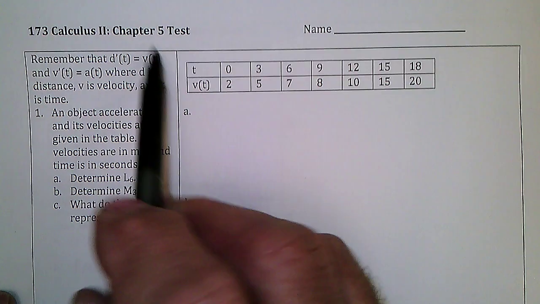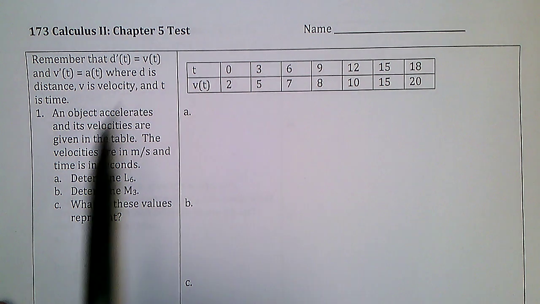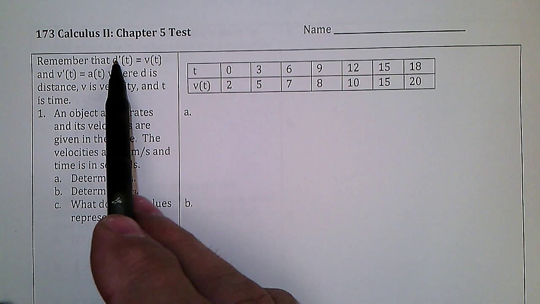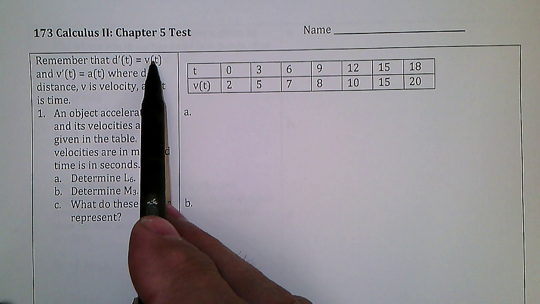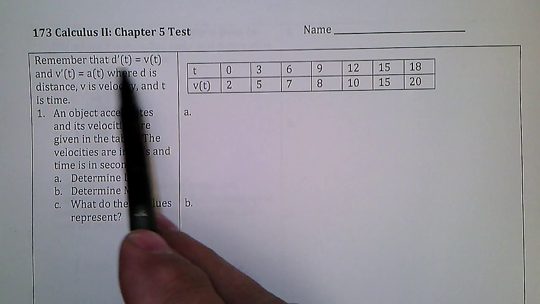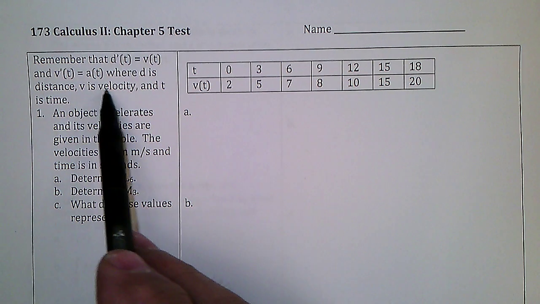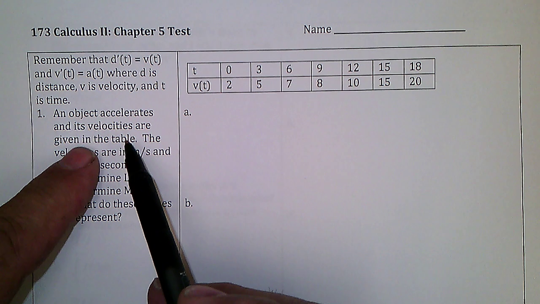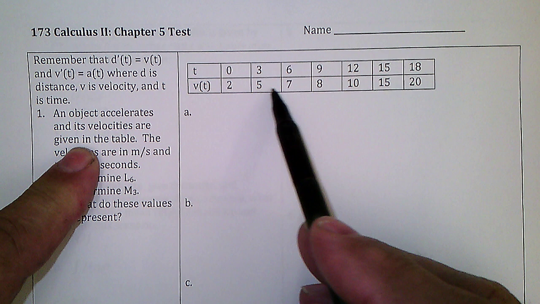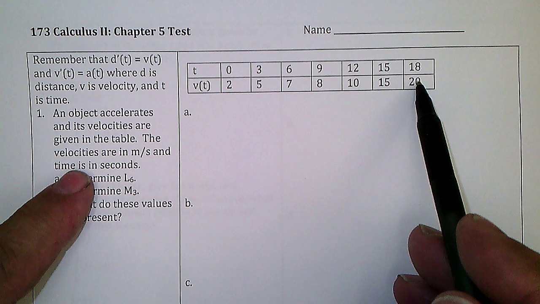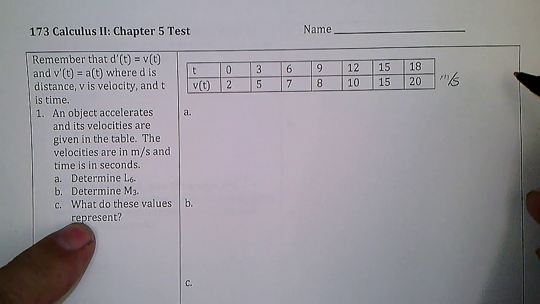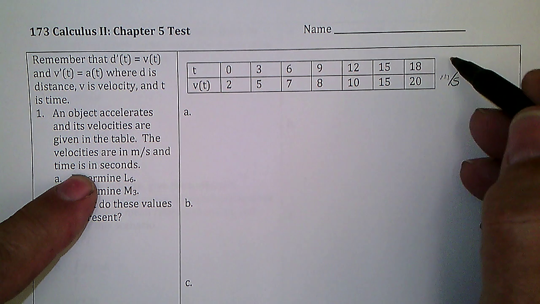Chapter 5 test that we had just recently. It says the derivative of distance is velocity, and the derivative of velocity is acceleration. D is the distance, V is velocity, and T is the time. If the object accelerates, that means the velocity is increasing. The velocities are in meters per second, and T is in seconds.